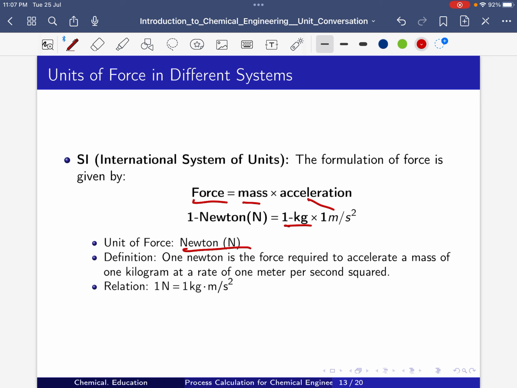Means 1 Newton is the force required to accelerate a mass of 1 kilogram at a rate of 1 meter per second squared. So 1 Newton is nothing but 1 kg meter per second square. So the definition is 1 Newton is the force required to accelerate a mass of 1 kilogram at a rate of 1 meter per second squared. So remember that. So that is the international system. So Newton means 1 kg into 1 meter per second square.